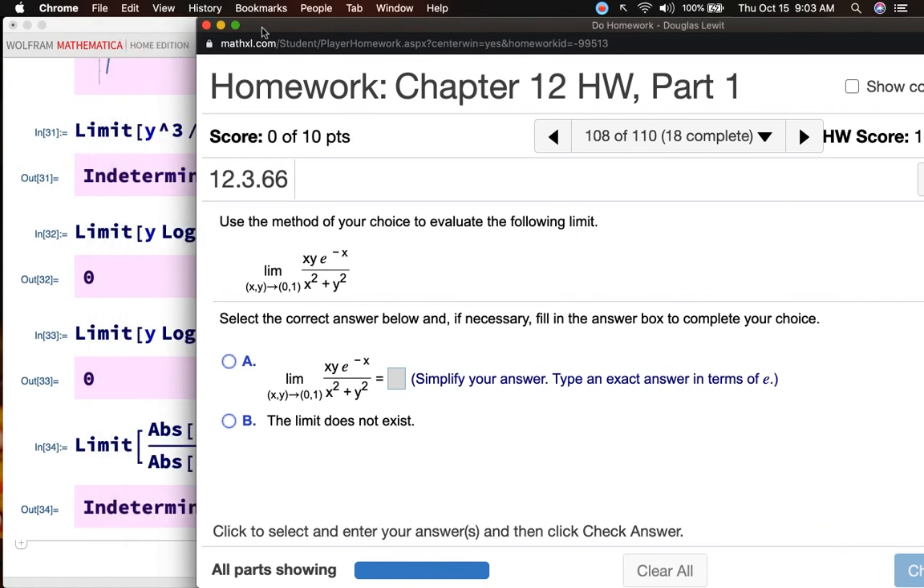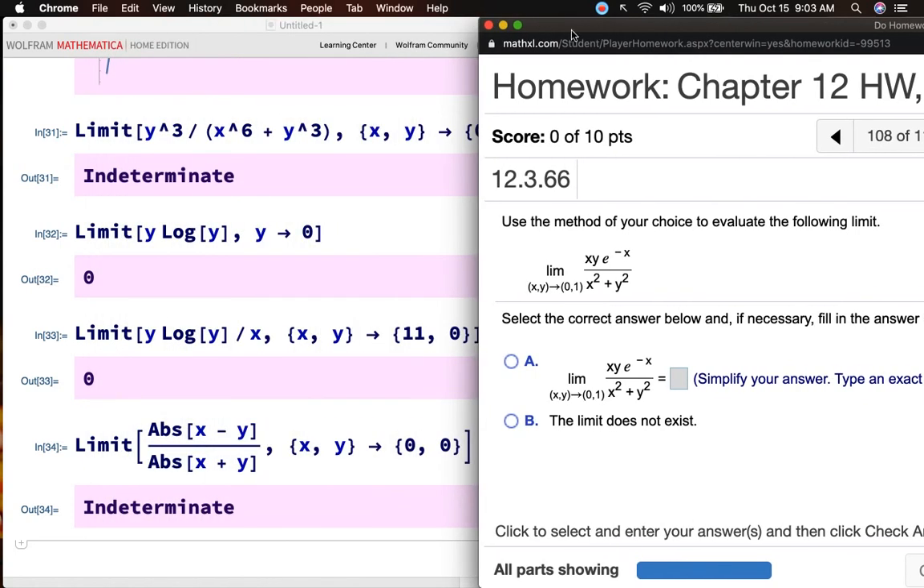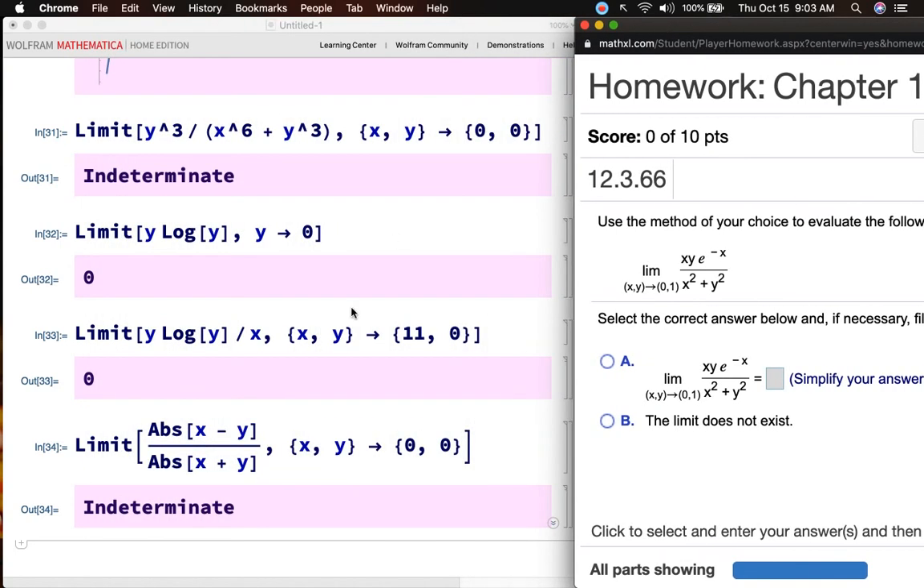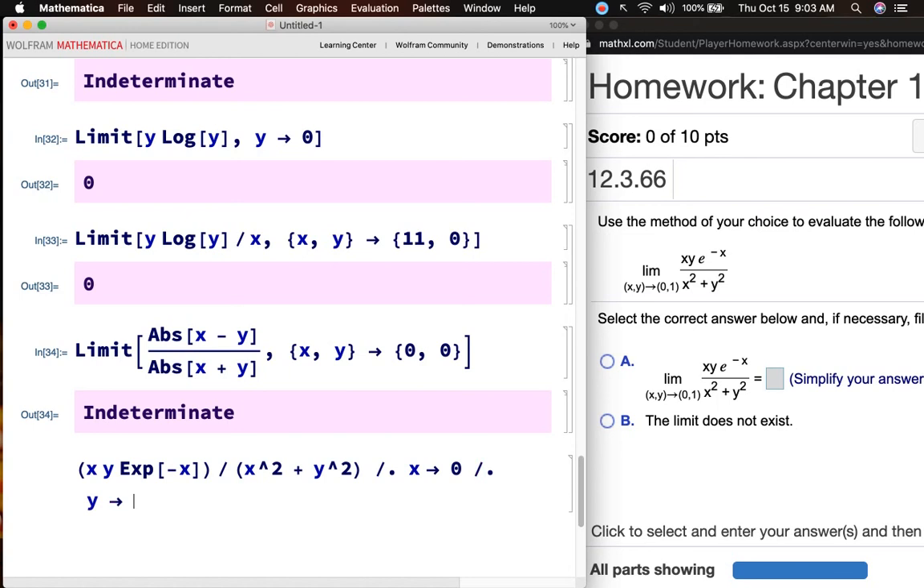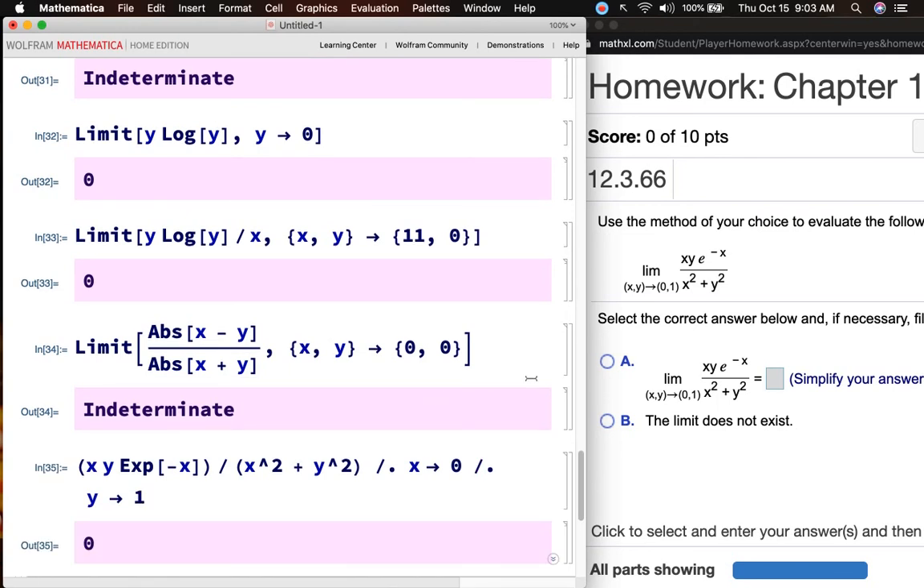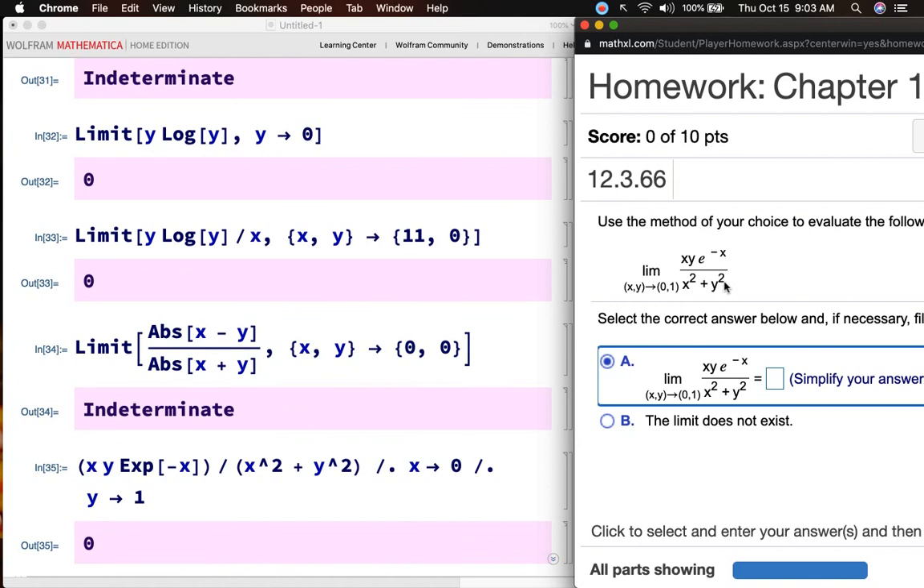Okay. This one should be pretty easy because I'm not actually dividing by 0. This should be pretty easy. I'm not dividing by 0. So x times y times e to the power negative x divided by x squared plus y squared, where x is 0 and y is 1. And the answer is simply going to be 0. And this limit is easy to figure out because I'm not dividing by 0.